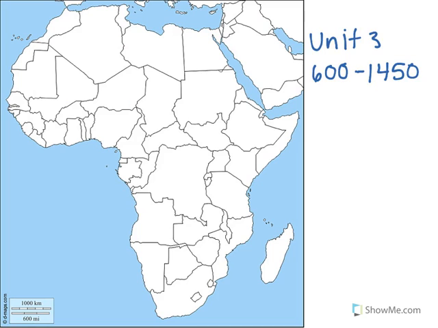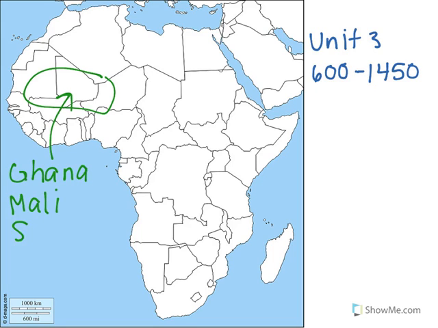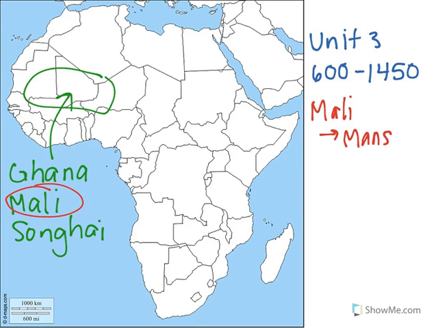There were, in Unit 3 in particular, three main empires that we talked about that formed here. What are they in order? Excellent. We have Ghana, we have Mali, and we have Songhai. Let's focus in on Mali, though. Who was the most famous king of Mali? Yes, we have Mansa Musa. Tell me about him.